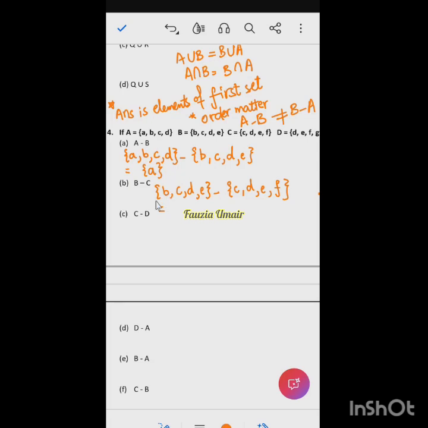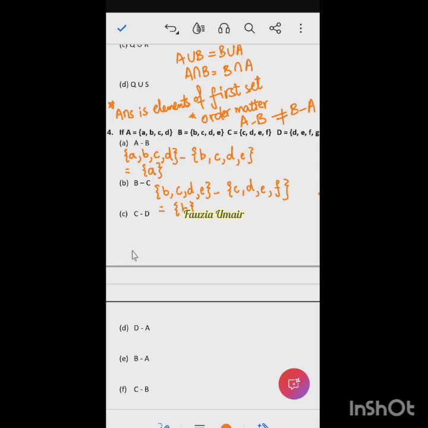Keep only B, right? C, D, E will be gone because they are subtracted. So B minus C, and we know that the answer can only contain elements from B. B is the only element which is additional in set B. It is not in set C, so that is why it will remain.